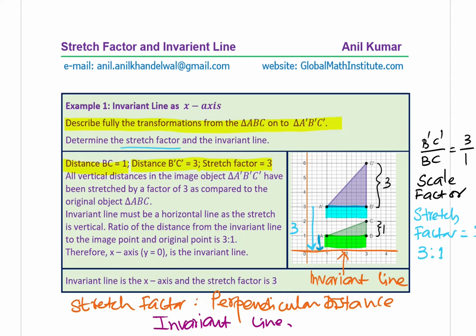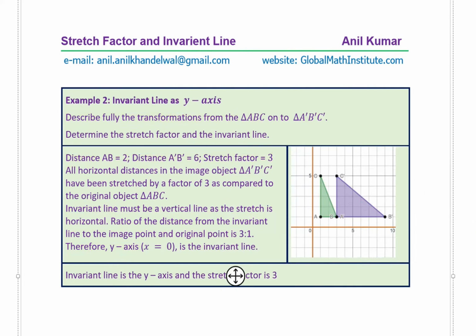In this case, the invariant line must be the horizontal line, since the stretch is vertical. Now the ratio of distances from the invariant line to the image point and the original point is 3 is to 1, and therefore the x-axis, which is y equals 0, is the invariant line. So I hope you got the concept, correct? We'll apply this concept once again to really consolidate our learnings.